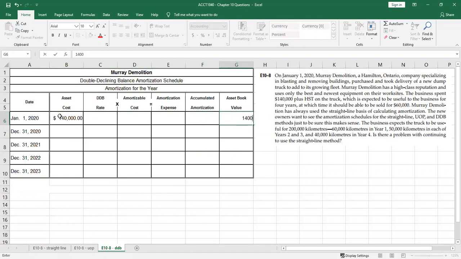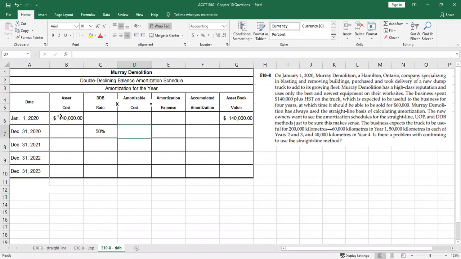Asset book value will also be 140. On January 1st, 2020, again, the only thing that happened on that date was the purchase of the truck. There's no amortization to account for at that point in time. The double declining balance rate is 50%. Remember back on the first tab, the straight line amortization schedule, we determined that the rate was 25%. So for double declining, we will use a rate of 50%.